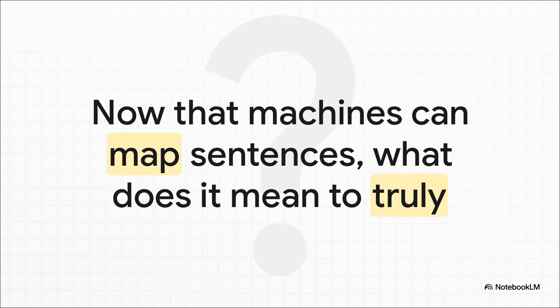So, we've come this far. We've actually taught machines how to draw a grammatical blueprint for our language. They can map the words, they can identify the structures, but mapping a sentence, is that the same thing as truly understanding it? And that leaves us with a pretty deep and fascinating question. What's the next step on this journey to real comprehension?